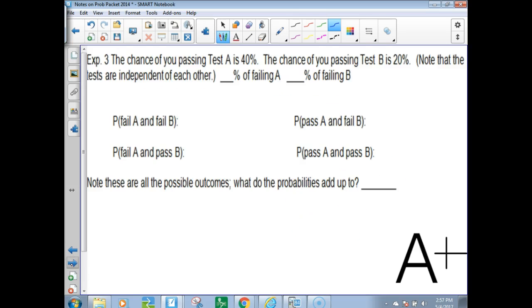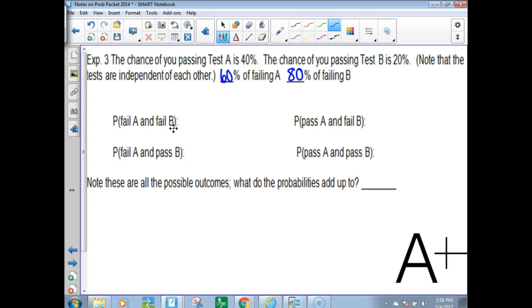Okay. The chance of you passing test A is 40%. Which means you have a failure chance of 60%. The chance of you passing test B is 20%, which means you're probably going to fail it, but it's going to be an 80% chance of failing it. Note that these are independent of one another, though.